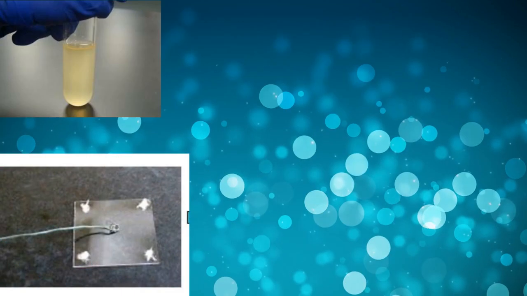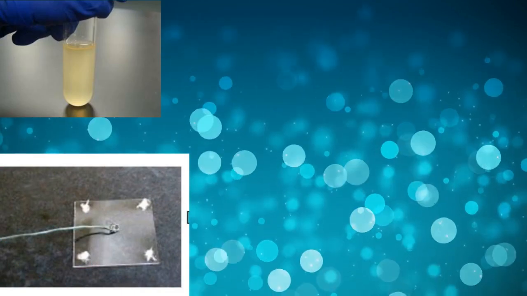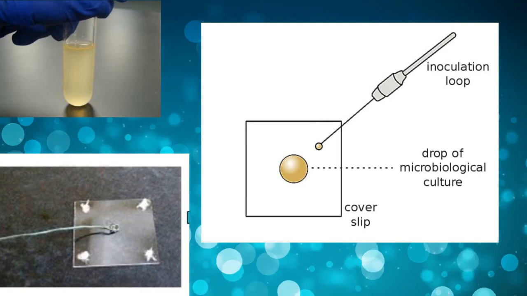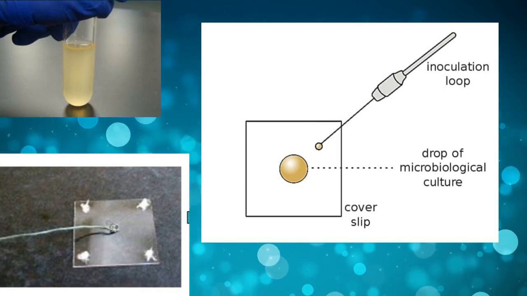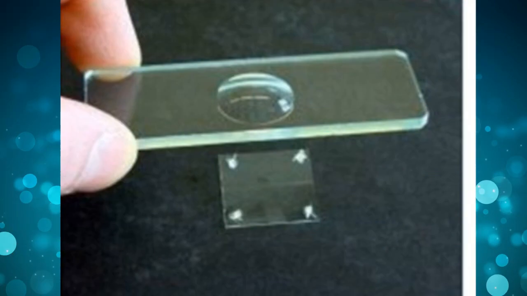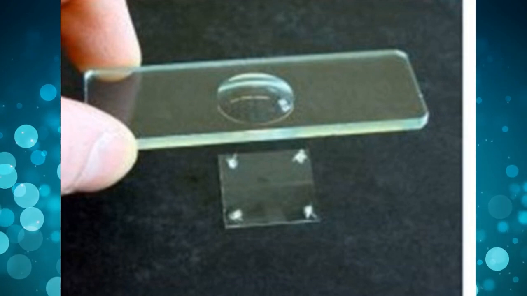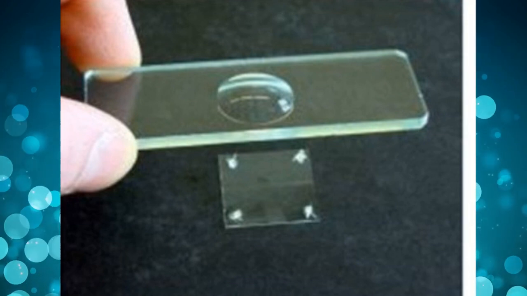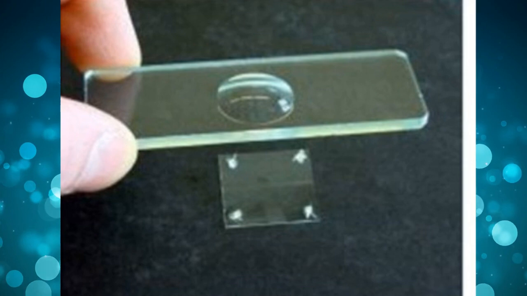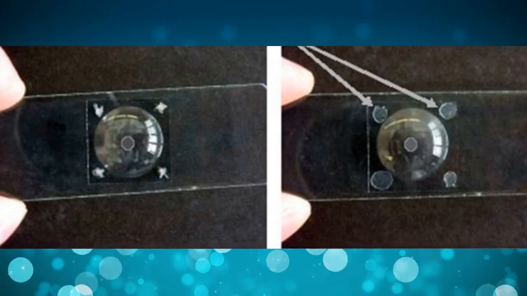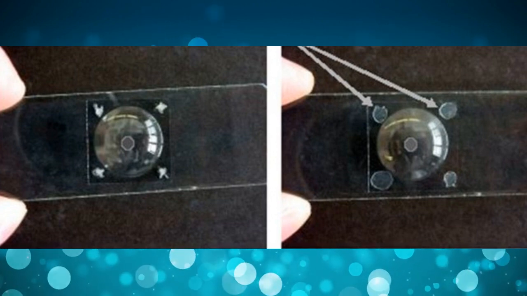Then we transfer a small drop of bacterial culture suspension using a nichrome loop onto the center of the cover slip. Do not spread the drop. Now take a grease-free depression glass slide and press it inverted onto the cover slip. That is, the concave side should be facing towards the cover slip. Press it gently so that the cover slip gets bound to the glass slide with the help of Vaseline.